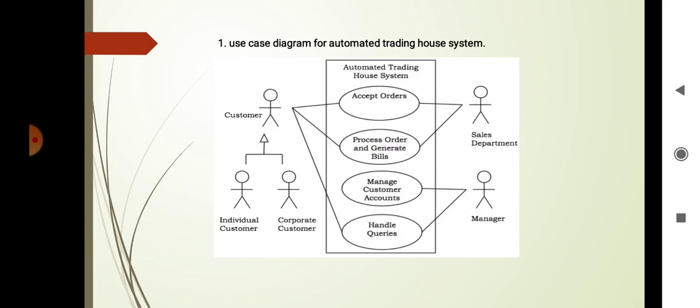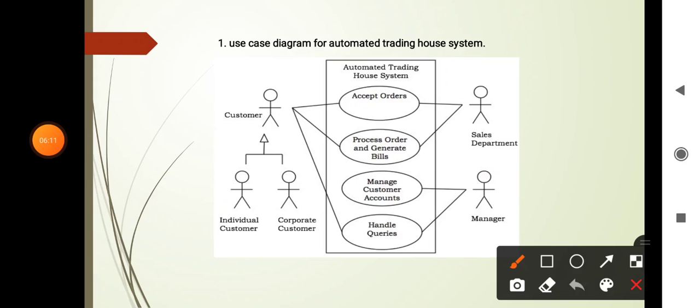A use case diagram has two kinds of nodes, that means actors and use cases, which are important. Here some actors are customer, individual customer, corporate customer, manager and sales department. These are the actors, and the diagram contains some use cases, that means activities that occur, in the automated trading house system.